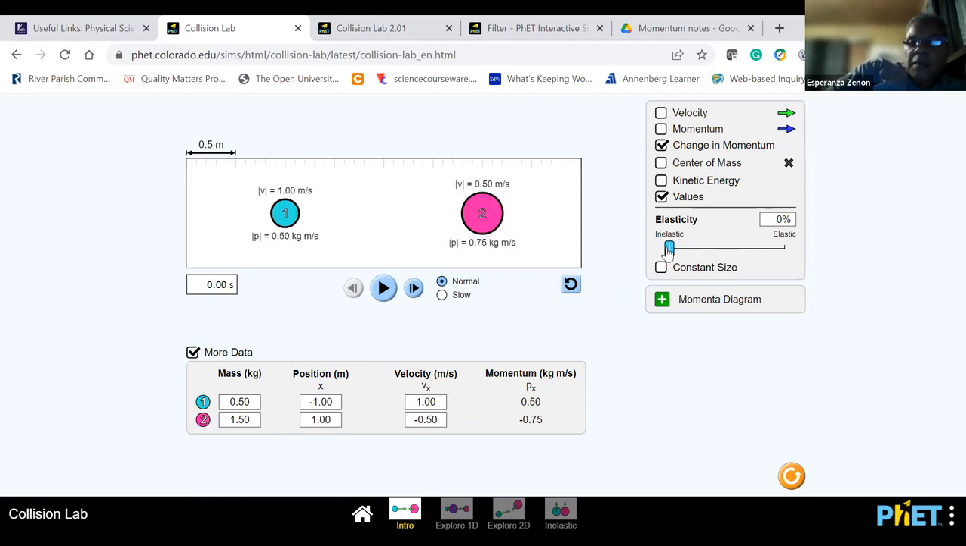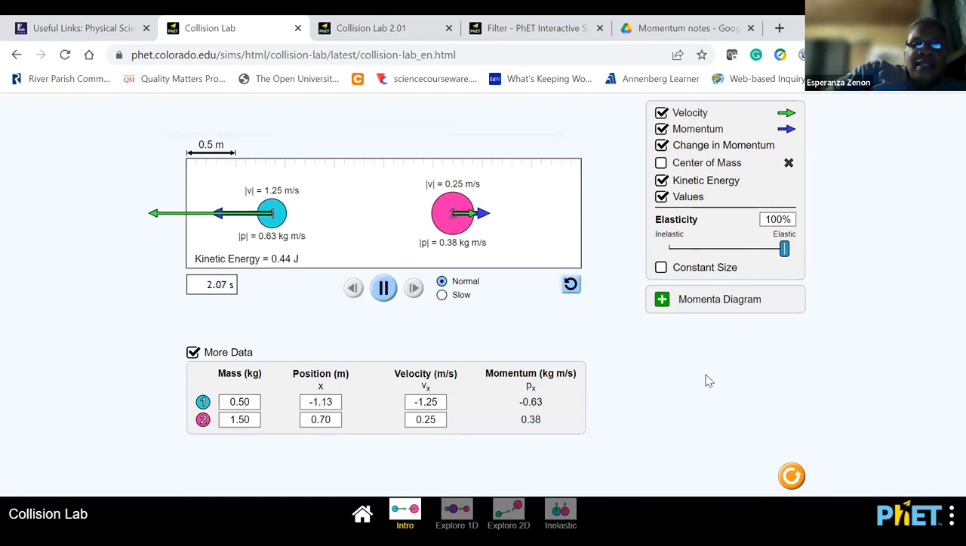reset that. And I'm going to make it a totally elastic collision, okay? And I'll turn back on all of the bells and whistles. I won't do the center of mass one because that really doesn't help us. I mean, it's an important property, but it's not totally relevant for what we want to look at here.